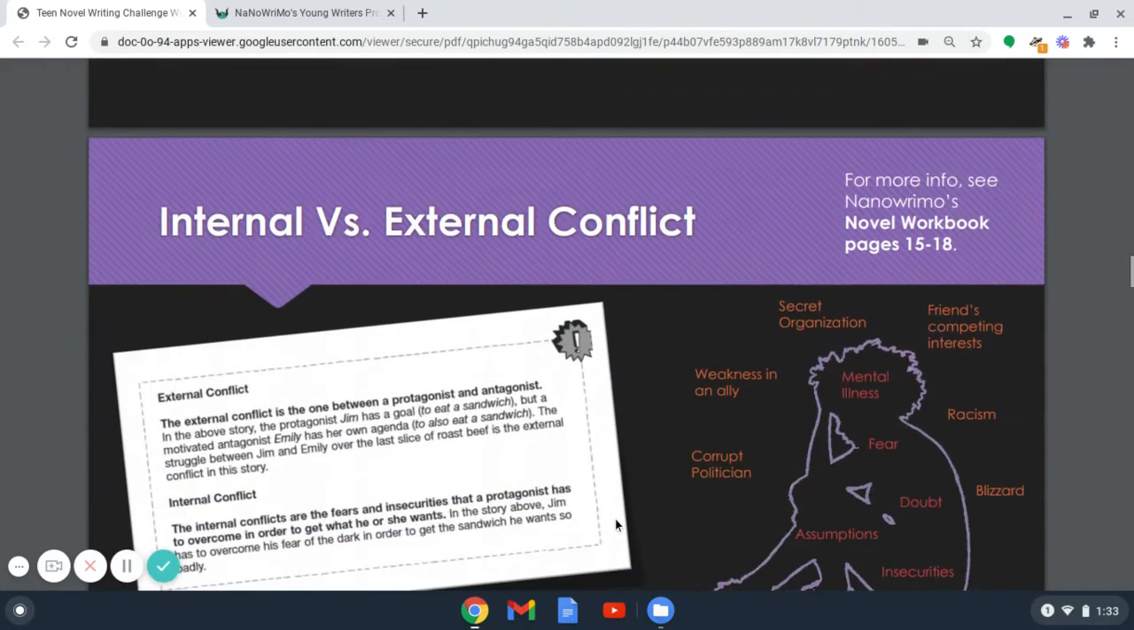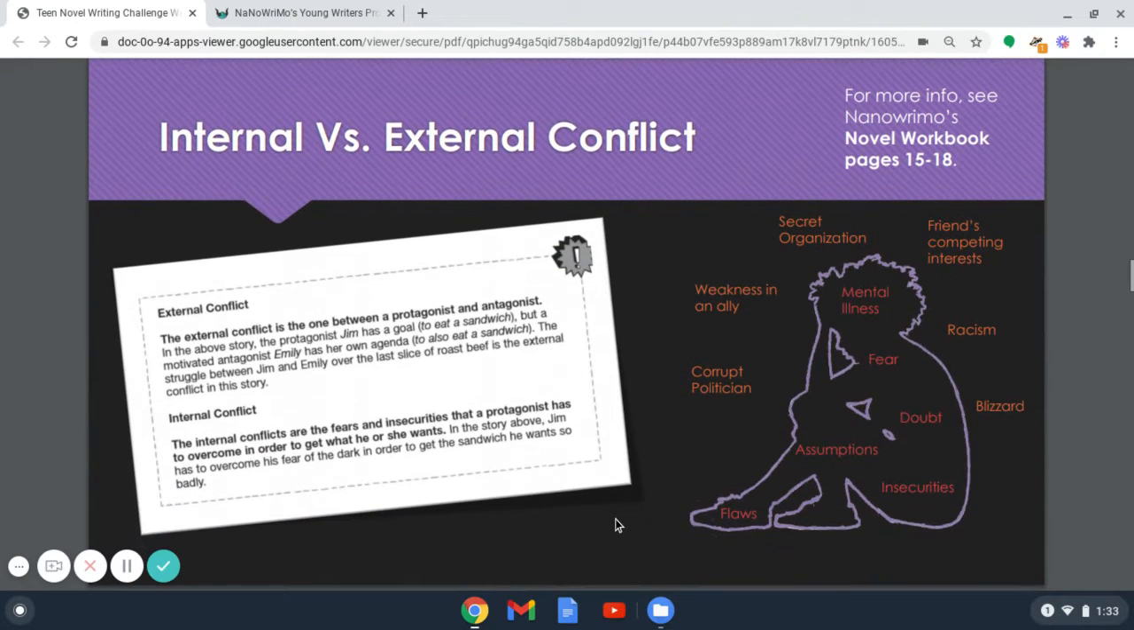All right, so I'm going to show you this little breakdown on internal versus external conflict. And if you want to read more, this image that I've pulled out here is actually from the workbook. Those pages are page 15 to 18, and they talk about internal versus external conflict. Just to give you a visualization of that, you can look at this little illustration here.